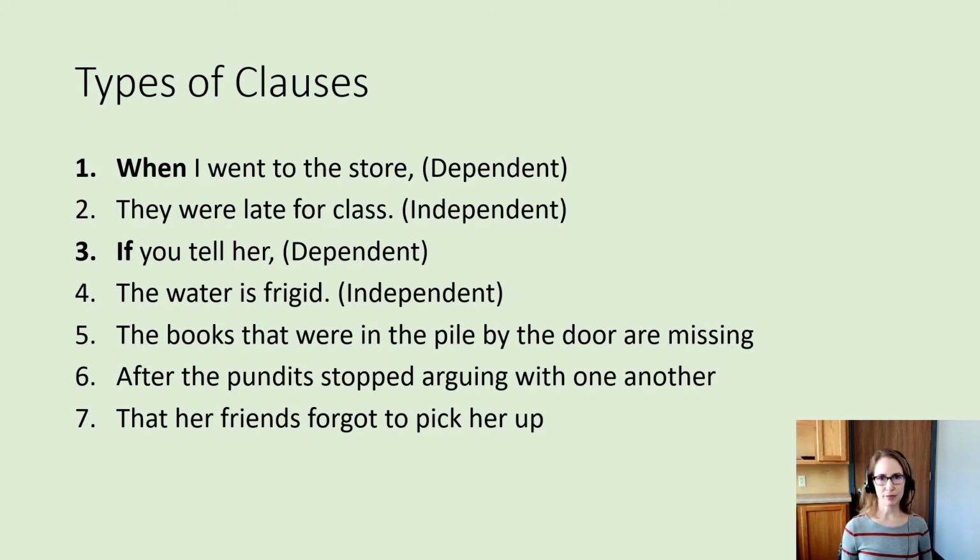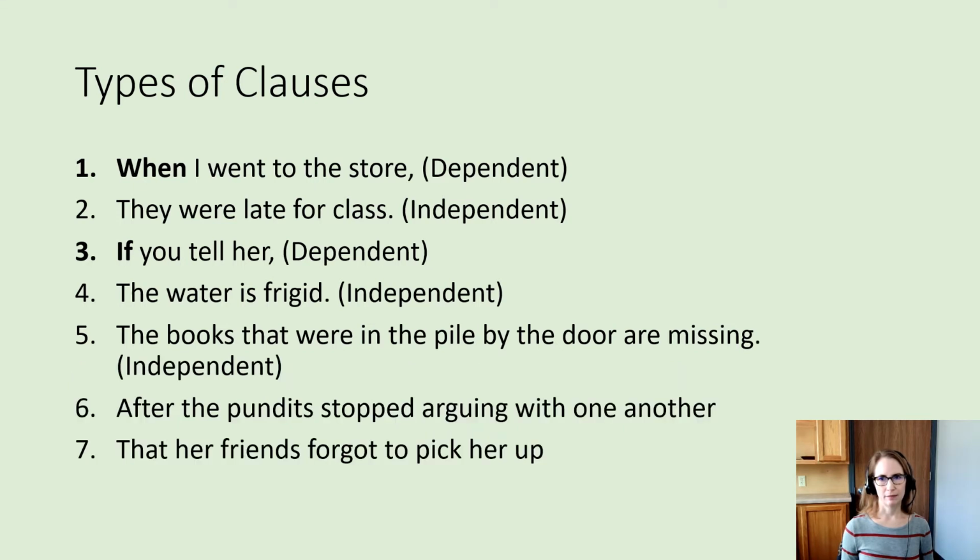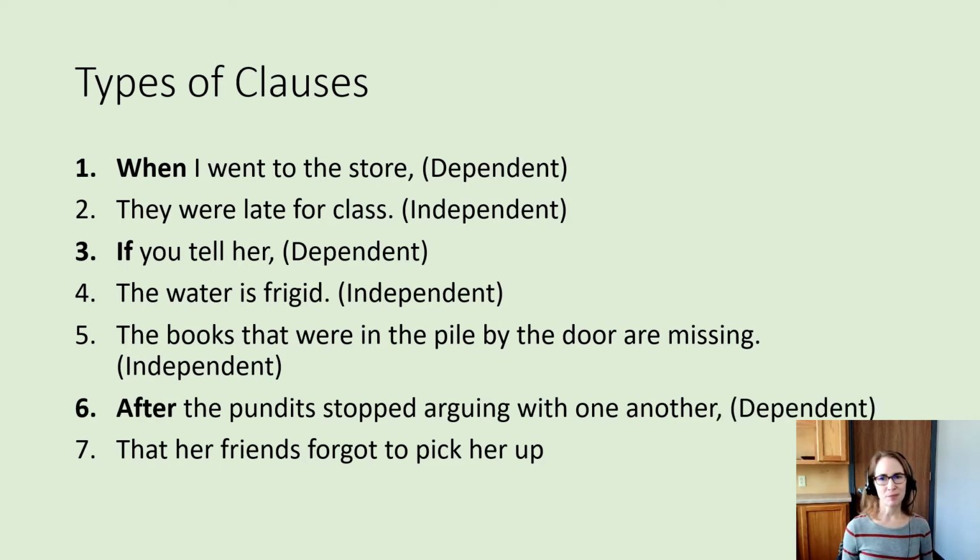Number five, "the books that were in the pile by the door are missing." So what do we think about this one? That's independent. We've got the subject, we've got a complete predicate. It's all clear. And number six, "after the pundits stopped arguing with one another." Now notice we have that subordinating word "after" at the beginning of that clause, and so that one is dependent. It cannot stand alone. And notice again, if we started a sentence with that, we would put a comma.